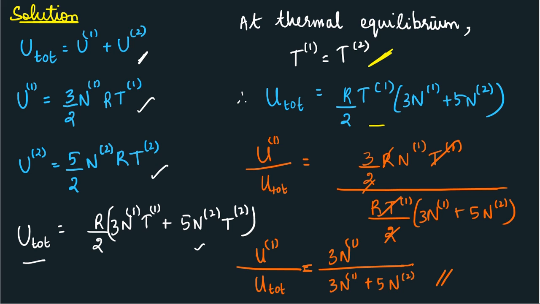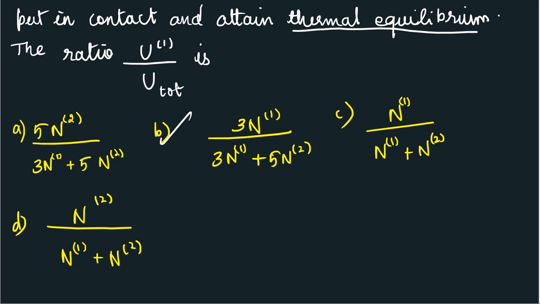Now I have to find the ratio of U1 by U total, which is (3/2) R N1 T1 by (R T/2)(3N1 + 5N2). You can just do this by yourself. Don't check this also, just pause it and write it yourself. So U1 by U total will be this, which will be option B.